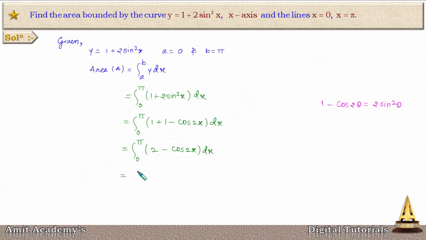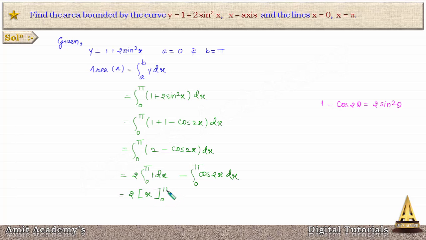So is equal to, notice from here I can give this integration separately to both of these two terms. Notice from here this 2 is constant, so it has to get written outside the integration. So I'll get 2 integration 0 to pi 1 dx minus this minus sign integration from 0 to pi cos 2x dx.